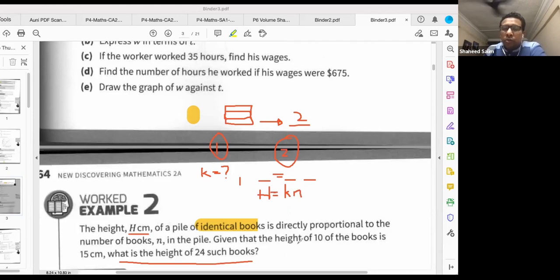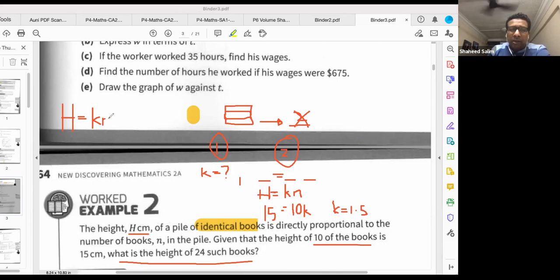Remember, you substitute 10 books. So 10K equals 15 cm. So K is equals to 15 divided by 10 equals 1.5. What does it mean? That means the thickness of each book is 1.5 cm. So if you want 24 books, you want to know the height, you substitute the value inside here.